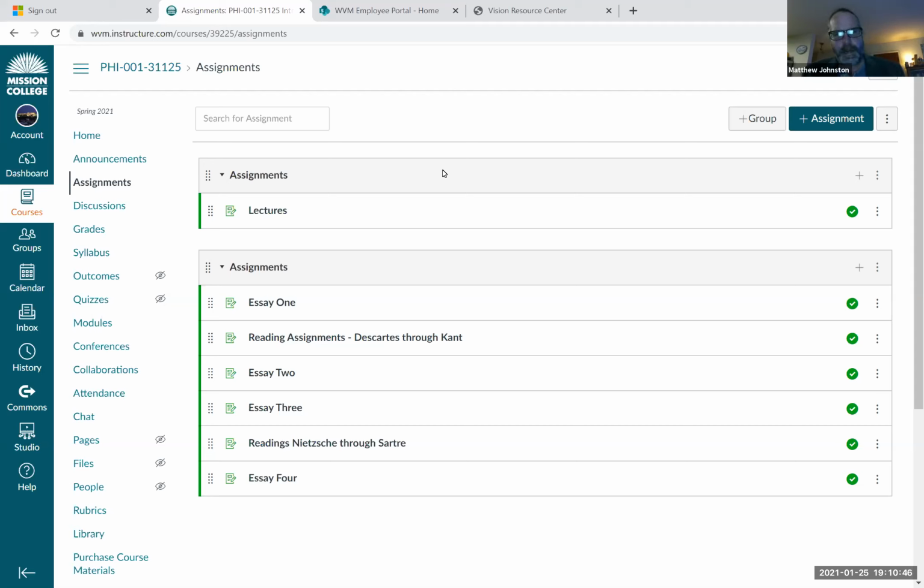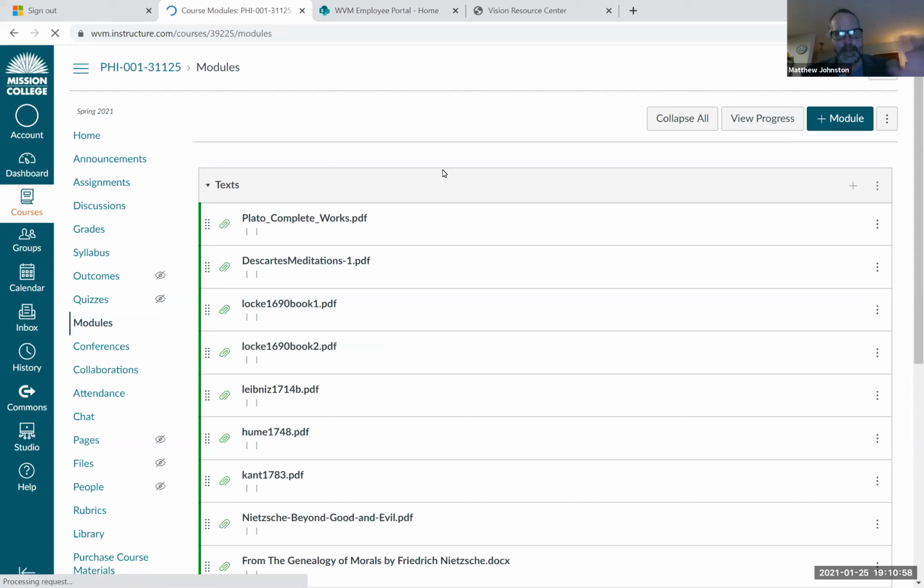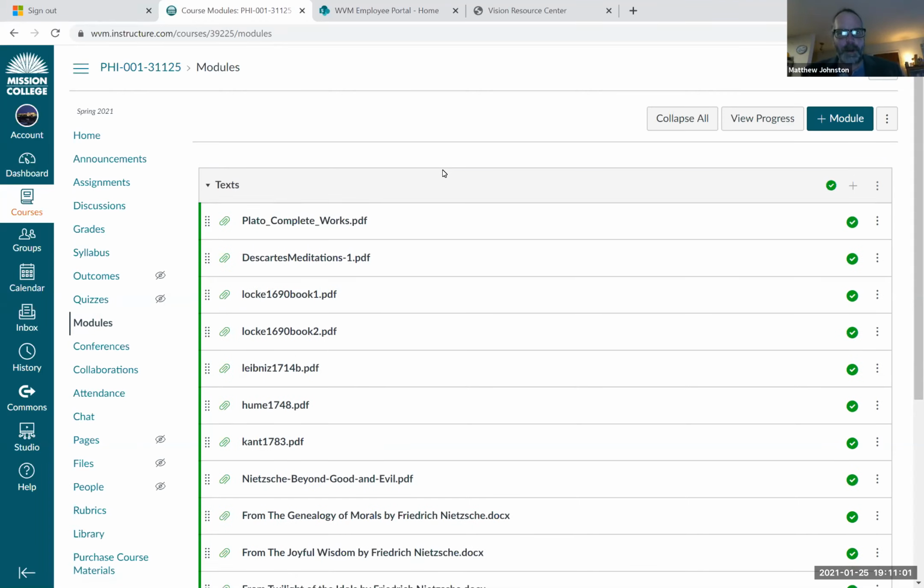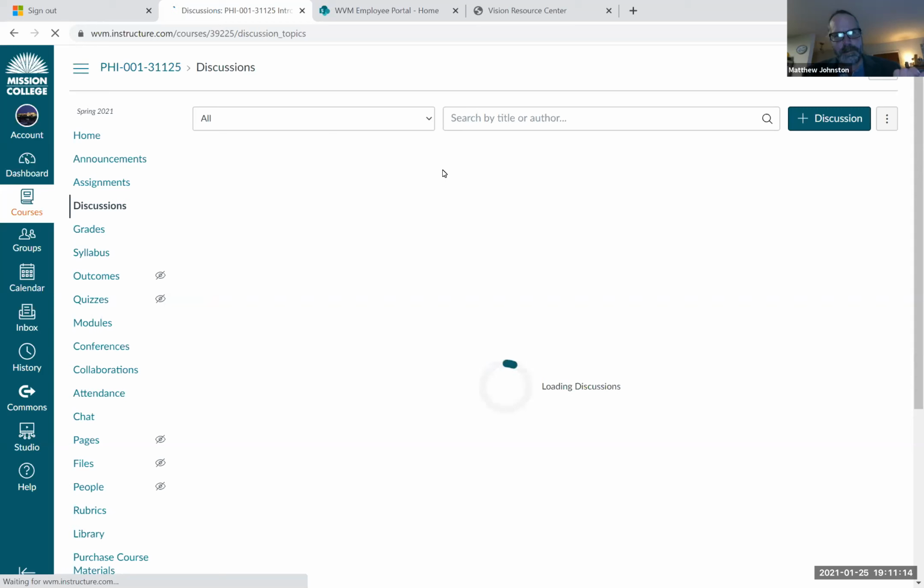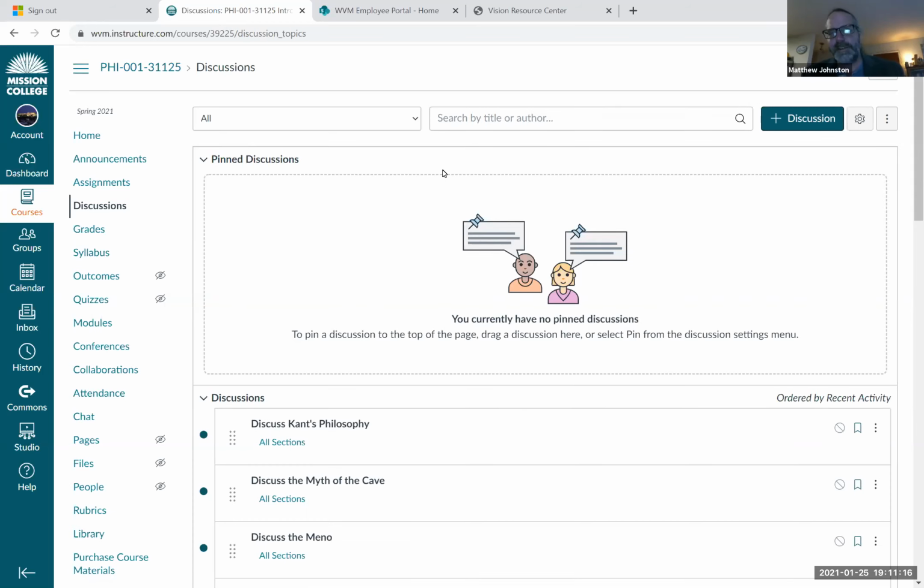Readings: there is no textbook. This is a zero textbook class. The readings are in modules, and all the readings are here. View the lecture, do the reading, and then there will always be a discussion associated with that. And so you need to go to discussions and post on the discussion board for that particular reading and video.